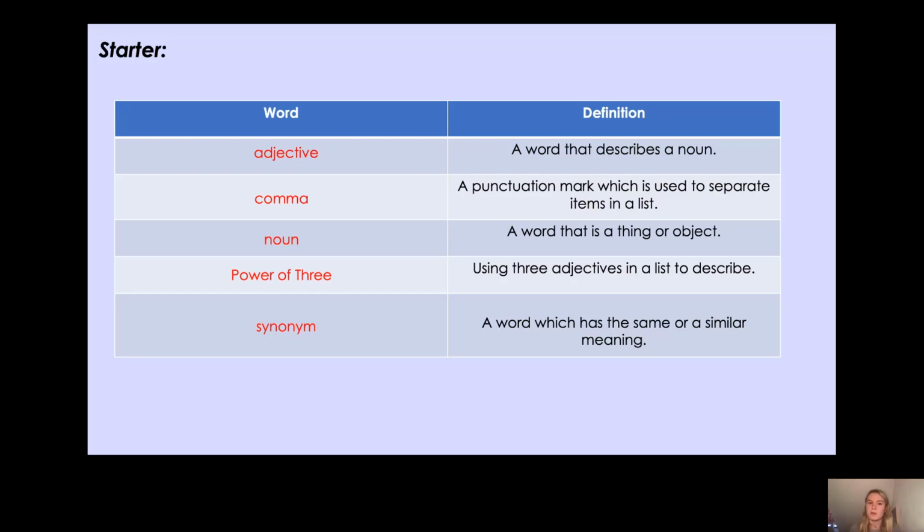So well done if you managed to get some of those. That is fantastic. Now let's move on to today's learning. So as I said, we are looking at similes today. Now, before I tell you what a simile is, could you pause the video and have a think? Do you know anything about similes already? Okay, Year 2, well, did you know anything about similes? Well, don't worry if not, because I'm going to tell you what they are now.